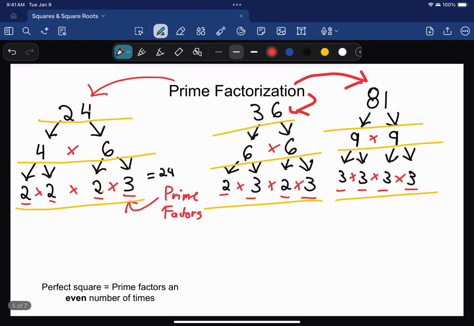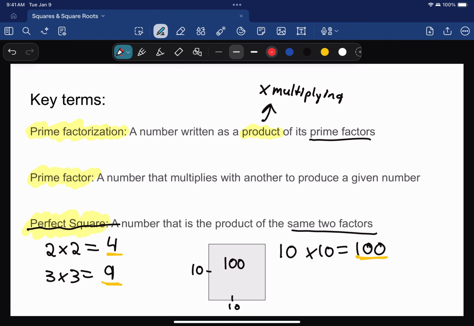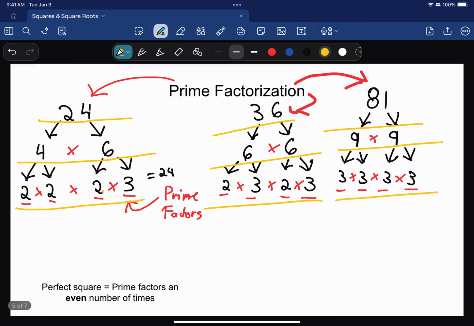Remember, we learned that a perfect square is a number that when multiplied by itself equals another number. A perfect square is when two numbers that are the same multiply to equal a number. So 4 is a perfect square, 9 is a perfect square, 100 is a perfect square. There's a trick when you do prime factorization to figure out which numbers are perfect squares. We can count the prime factors. A perfect square is when the prime factors appear an even number of times.